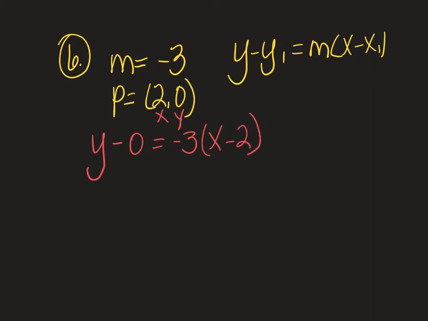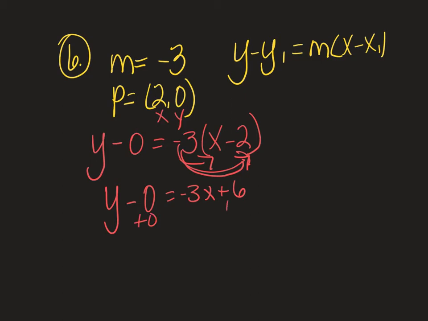Okay? I don't have any add a line, change the sign, so I'm going to go ahead and use my distributive property. Y minus 0 equals -3 times x is -3x. -3 times -2 is 6, and it becomes a positive because two negatives cancel out to a positive. So I'm going to add 0, and we know what happens when you're adding 0.